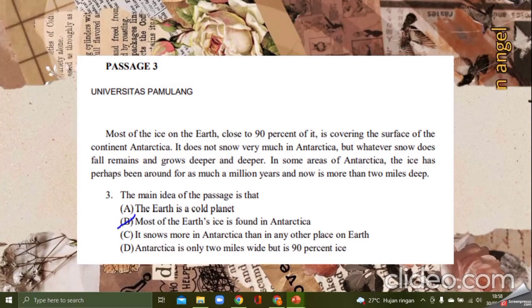Passage 3. Close to 90% of the ice on the Earth's surface is covering the continent of Antarctica. It does not snow very much in Antarctica, but whatever snow does fall remains on the ground, piling deeper and deeper. In some areas of Antarctica, the ice has perhaps been around for a million years and is now miles deep. The main idea of the passage is that the answer is B, most of the Earth's ice is found in Antarctica.